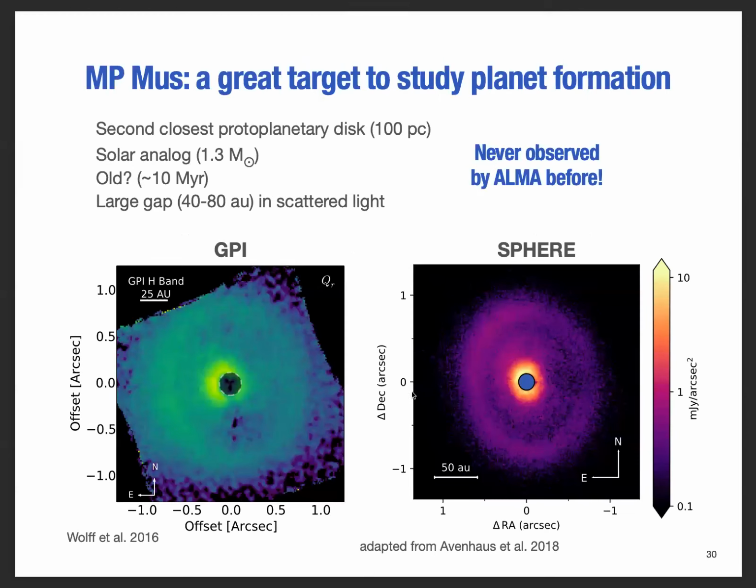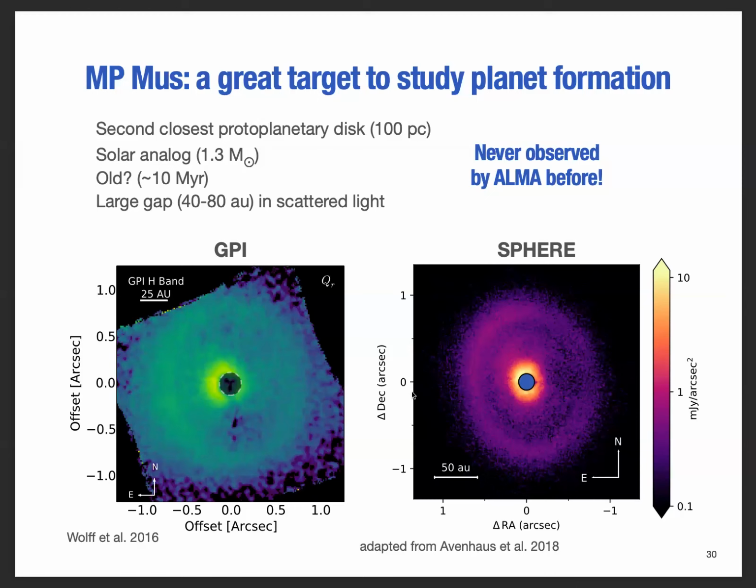So this is MP-MUSE. This is the second closest protoplanetary disk to Earth. The closest protoplanetary disk to Earth is called TW Hydra. It's probably the most studied disk in all planet formation studies. And it's beautiful. I'll show you an image later.